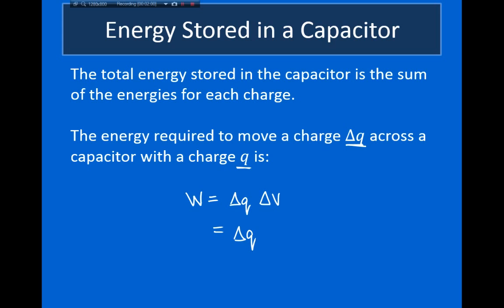And the voltage difference between the plates of the capacitor, remember that's Q divided by the capacitance of the capacitor. So this is the amount of work, I'm going to call this delta W, the amount of work that I have to do to move a charge delta Q from one plate to the other when the parallel plate capacitor already has a charge Q on it.